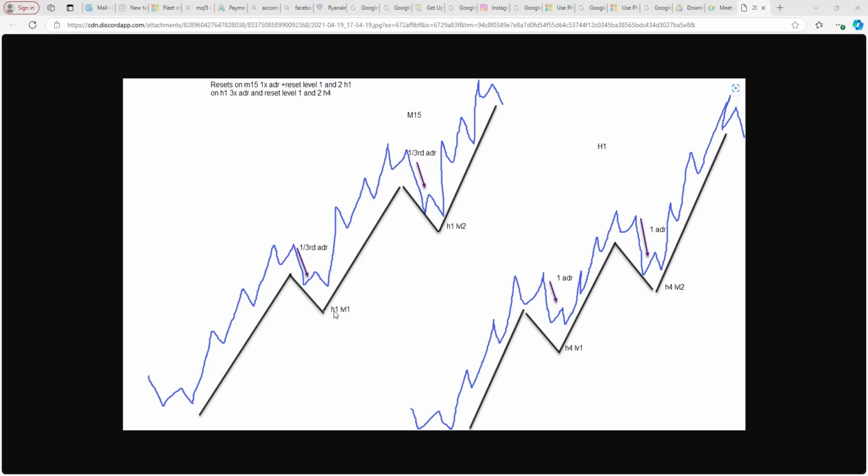So H1 is a 3 ADR cycle. M15 is going to be, each level on H1 is 1 ADR, so divided by 3, 0.33. Each push on the M15 is likely to be 0.33 ADR. So that gives you an idea of how to use the ADR, the intraday cycle real-time range.